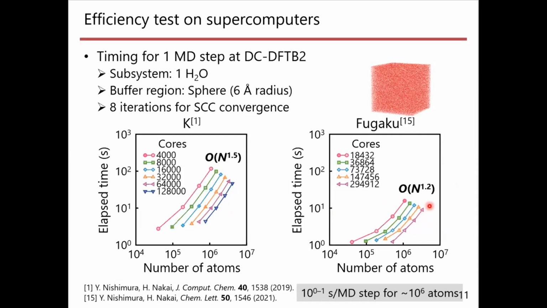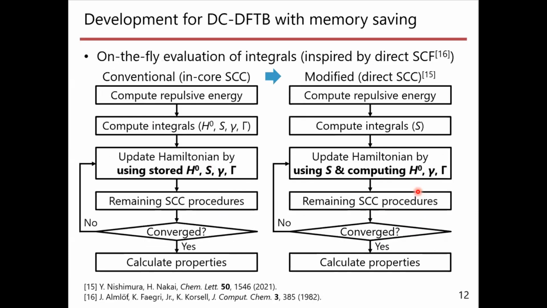A reasonably fast quantum mechanical molecular dynamics simulation for millions of atoms, the largest case being about 3 to 4 million atoms, could be performed in several seconds per MD step. So it seems that very fast quantum mechanical molecular dynamics simulation is possible by using the DCDFTB MD code. But it was difficult to treat even larger systems due to the large memory requirements.